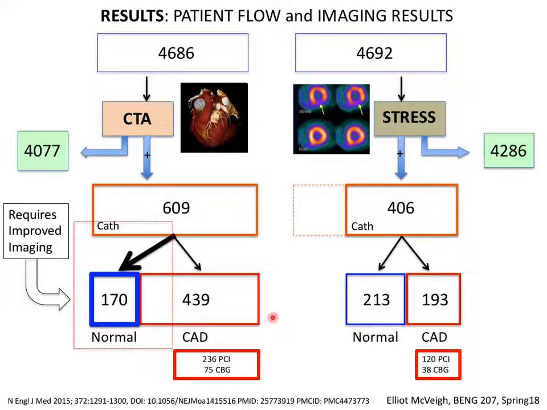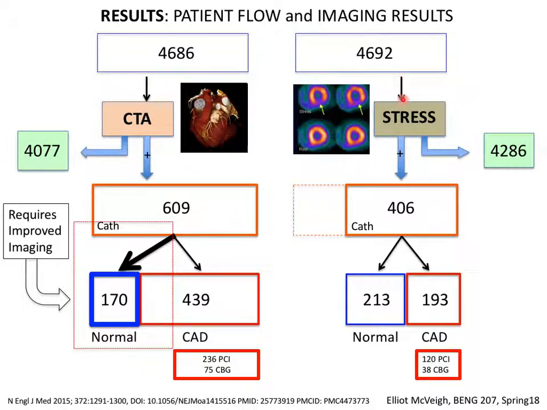In the technical aspects of it, close to 5,000 in each box go into CTA or into stress testing, right? 4,077 come out and are declared normal. Okay, remember they had a 50% risk rate, but they're normal. Now the risk rate was for events in the next 10 years, but anyway. So you get 609 people from this group selected, looking at their CTA, to go to the cath lab because they had disease on the CTA.